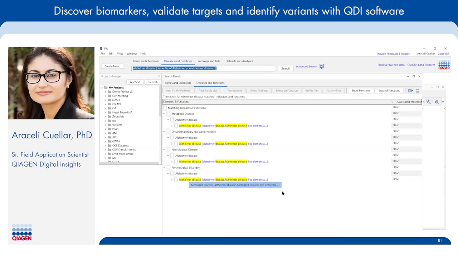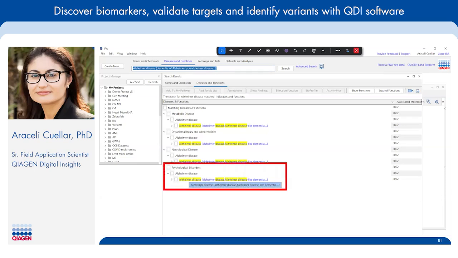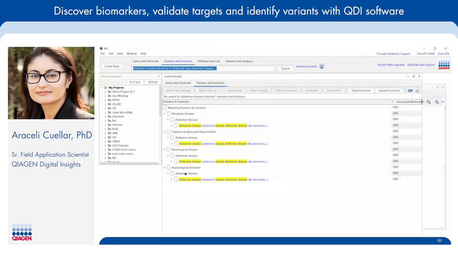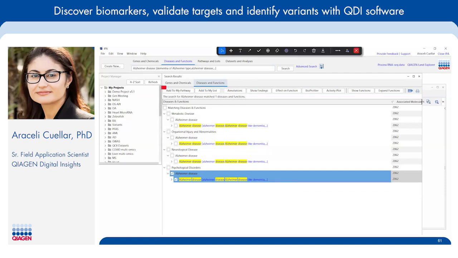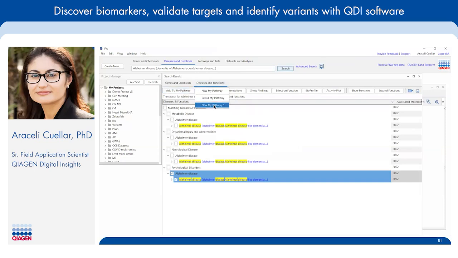So in this case, whether you're looking at Alzheimer's disease from a psychological disorder standpoint or from a metabolic disease standpoint, the same number of molecules are associated with it. So just go ahead and select this one just at the bottom. And what you're going to do is you're going to go ahead and add it to my pathway. In this case, add it to that pathway that you have open.